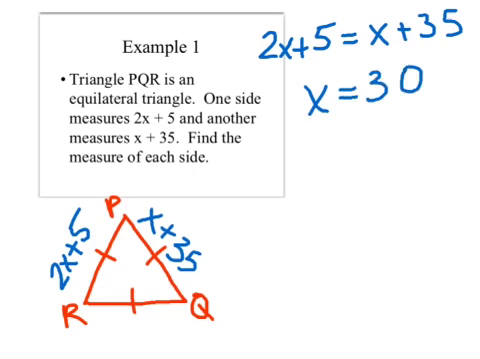And it says find the measure of each side, so we can just plug it into one of the sides. x plus 35 seems easiest, so this side here, if I plug in 30 for x, will be 65. And that's what all the sides are since they are all equal to each other.